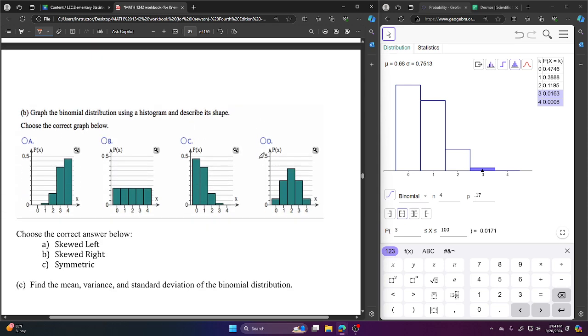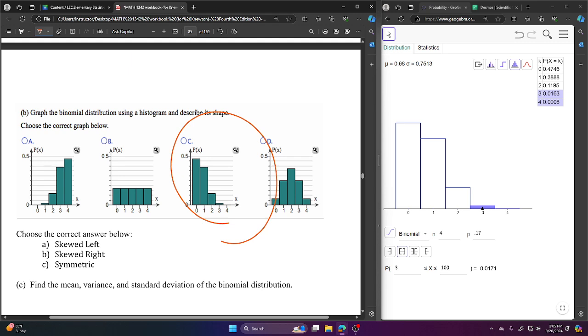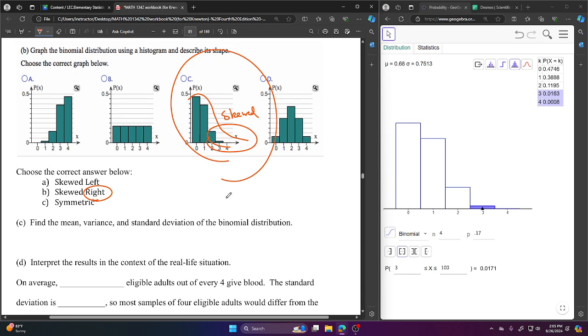I'm going to keep scrolling. It says, hey, which of these graphs looks like it would be correct? And what do you think? Because I'm looking at the graph that they gave me, that's the graph over here. Now, is it skewed left or skewed right or symmetric? See how there's a tail over here? Yep, skewed right. Skewed on the right side. We looked that up last time, didn't we? The skew.